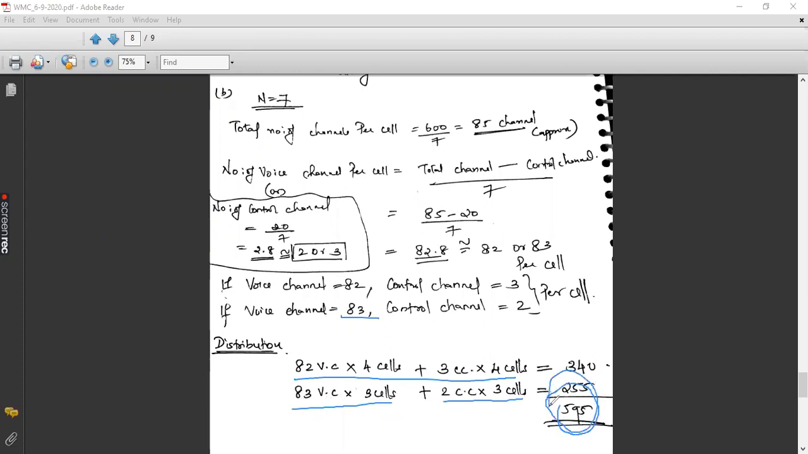So this is the worst case. Out of 600, we have utilized 595 channels successfully. If you take 86, it won't match here. The design is for 600 channels, but if you redistribute, it will get more than 600, and that should not take place. So the total should be either the same as 600, or less than 600, or very close to 600. In that way, we need to distribute among the given cells. Is this distribution clear for you?